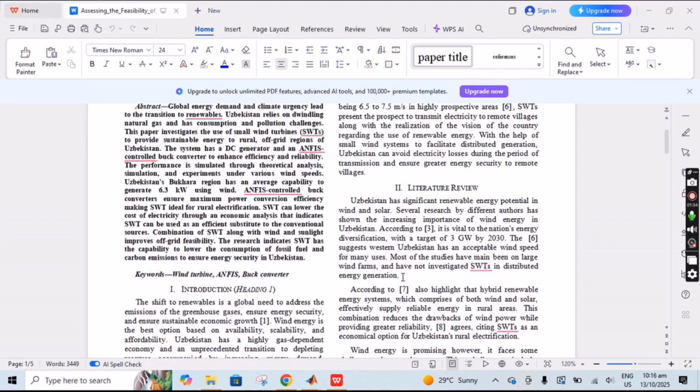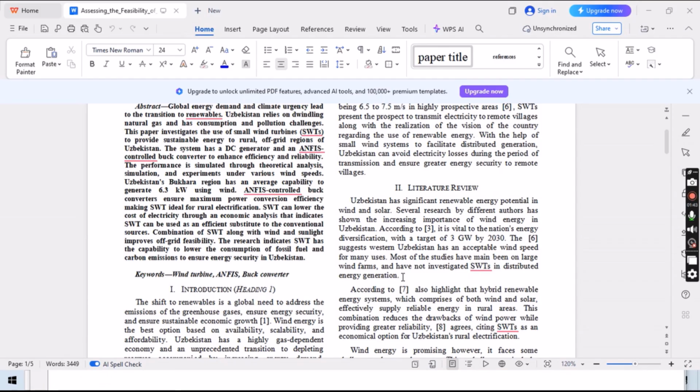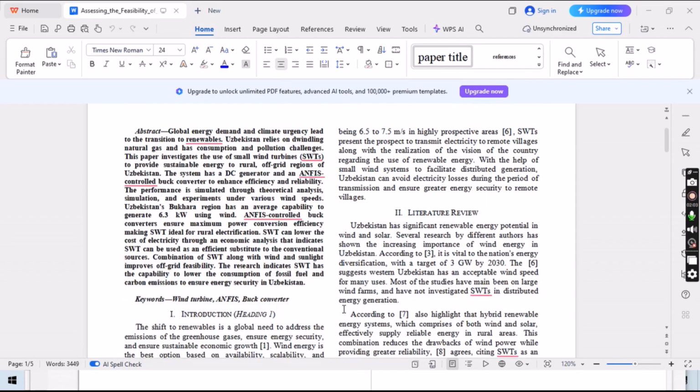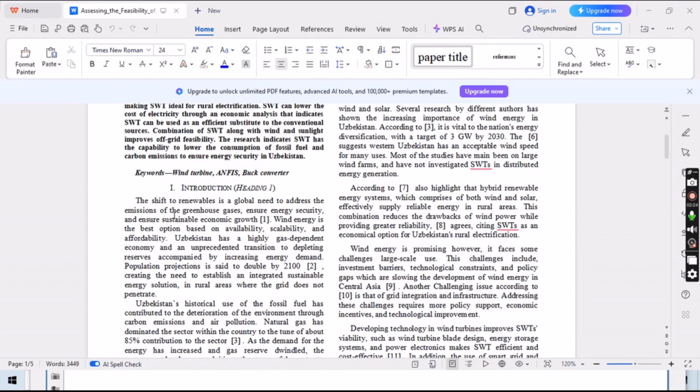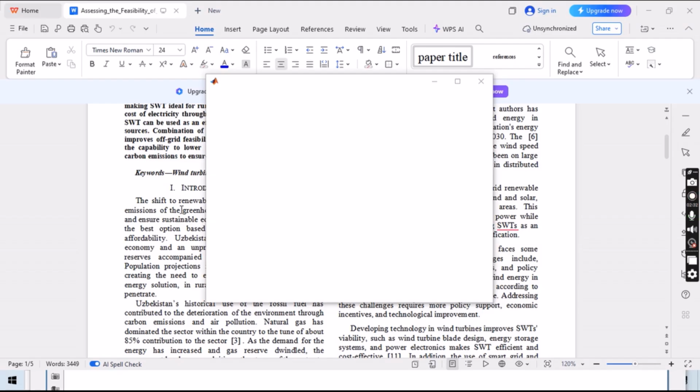We are using the ANFIS controller for performance control, using the buck converter, and ensuring maximum power conversion efficiency in Uzbekistan's renewable wind energy. In this research we found that small wind turbines are more efficient than solar PV, like sunlight energies. I have written this complete abstract with the introduction, on how we can shift to renewable energies to reduce greenhouse gases and ensure energy efficiency.